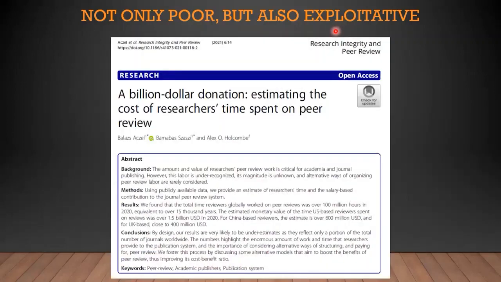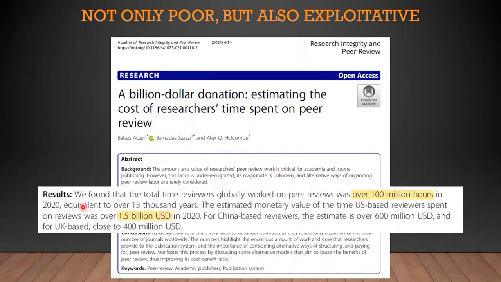This is a recent paper published like 2 weeks ago or something. "$1 billion donation". Notice donation, this is a very important word. Estimating the cost of researchers' time spent on peer review. So these researchers estimated that in 2020 alone, over 100 million hours of peer review was spent. And if they were to pay reviewers, it would have been $1.5 billion in America alone. Imagine if you calculate the amount of money. And why is it called donation? Because most publishers are for profit. It's a business. And we are doing the work for free for them. So what type of quality do you expect here?